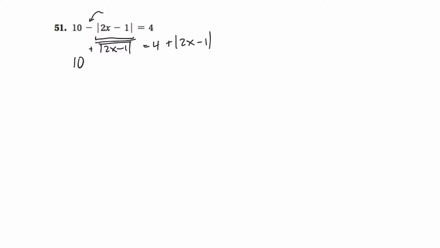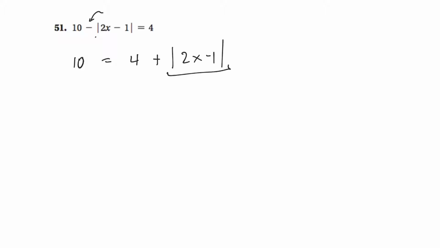Okay, that sort of looks confusing, sorry. Anyway, I'm going to add it to both sides. So I'm going to have 10 is equal to 4 plus absolute value of 2x minus 1. Now I need to isolate this, so I need to get rid of the 4, so I'll subtract 4 on both sides. So 6 is equal to the absolute value of 2x minus 1.